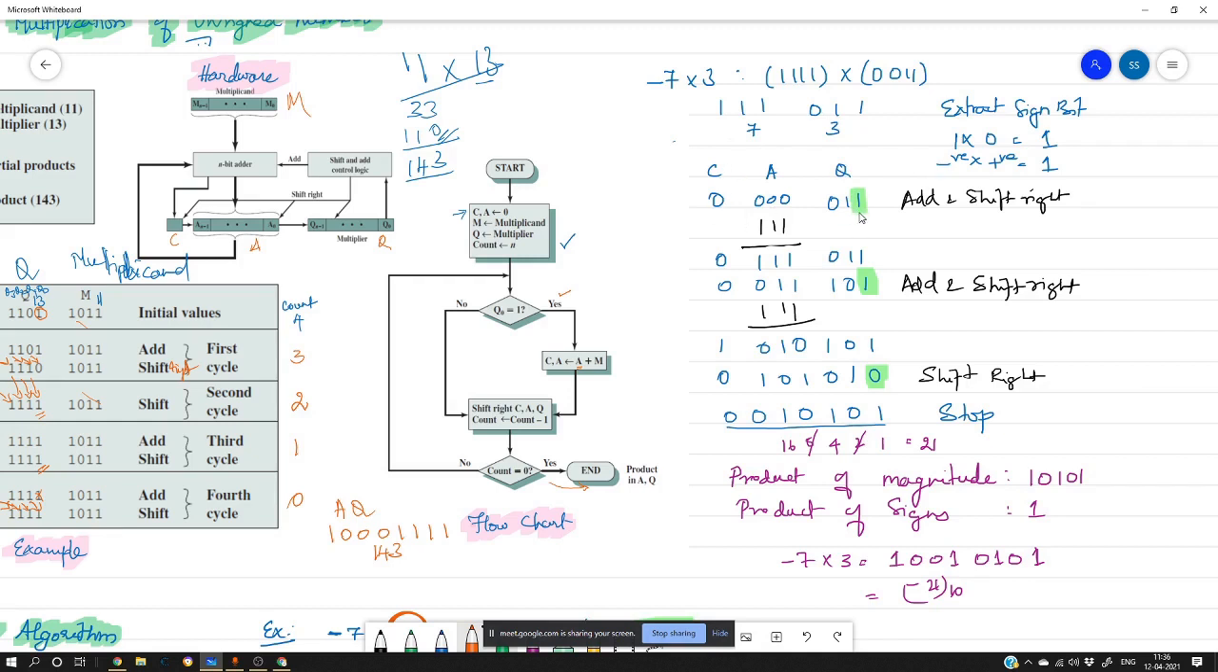So here I again check the q naught value. If q naught is 1, then I add the multiplicand 7 here. Since it is 1, I have just added 7 to this accumulator. The resultant value is 111. After addition we need to shift right. When you shift right, you're going to strip off this 1 and have this 1 here in the LSB. This 1 coming here and this 0 here and this 1 coming to this place. I've just shifted it.